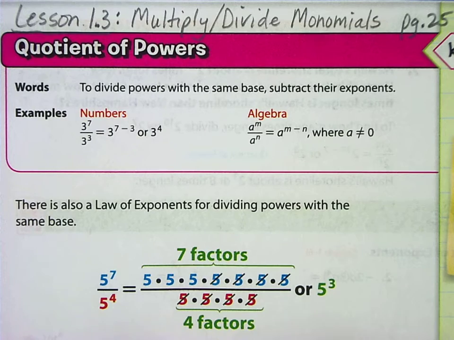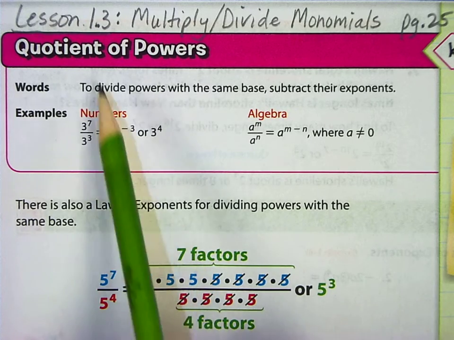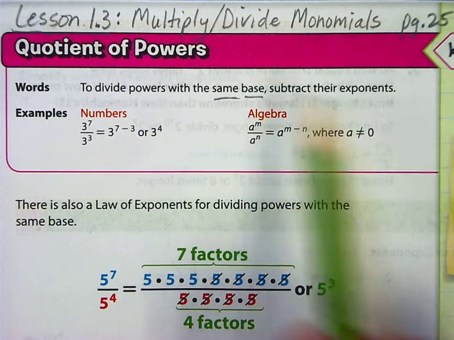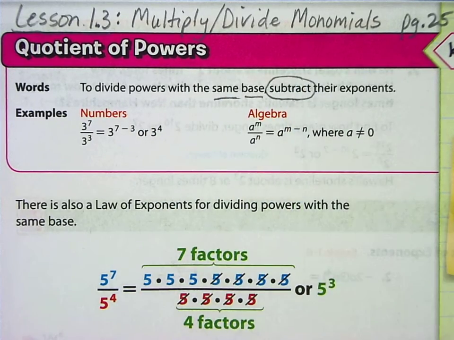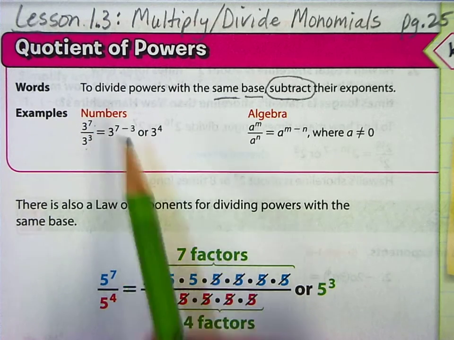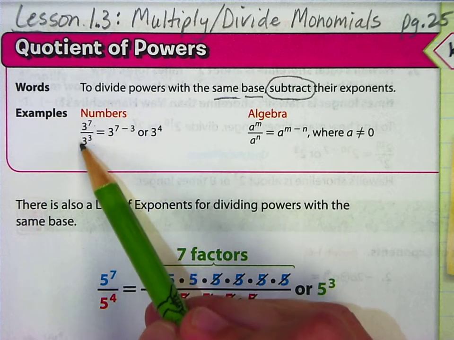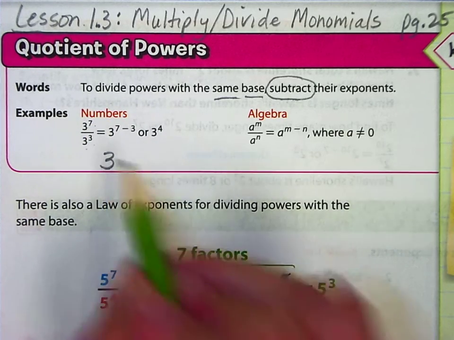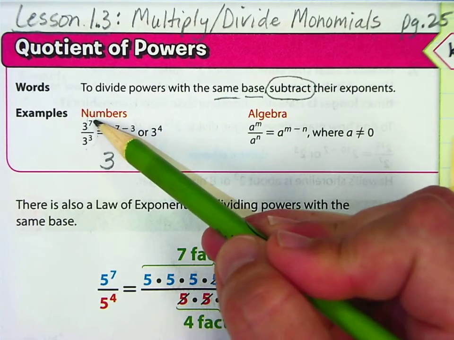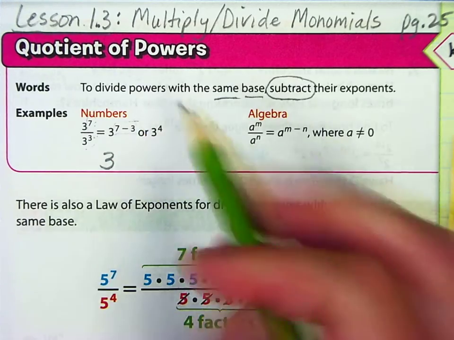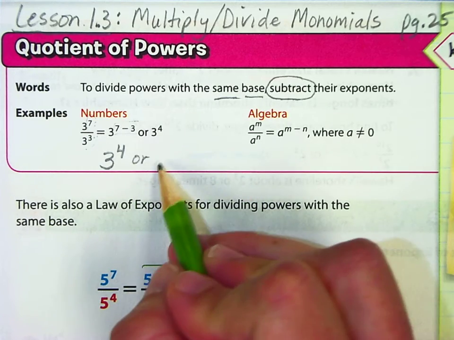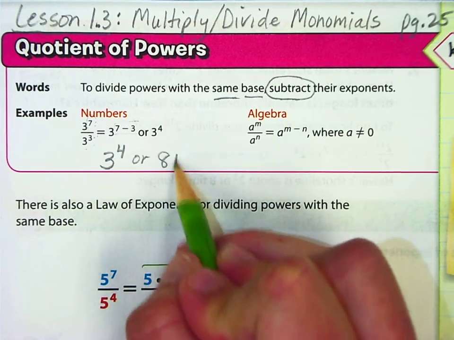Okay, let's look at another law of exponents, or another rule. Let's look at the quotient of powers law. It says to divide powers with the same base, you're going to subtract their exponents. For example, 3 to the 7th divided by 3 cubed. Because we're dividing the same base, the 3's are the same, the base stays the same, and you're going to subtract your exponents from the top down. So 7 take away 3 is 4. So our answer would be 3 to the 4th, or I could multiply that out. 3 times 3 times 3 times 3 is 81.